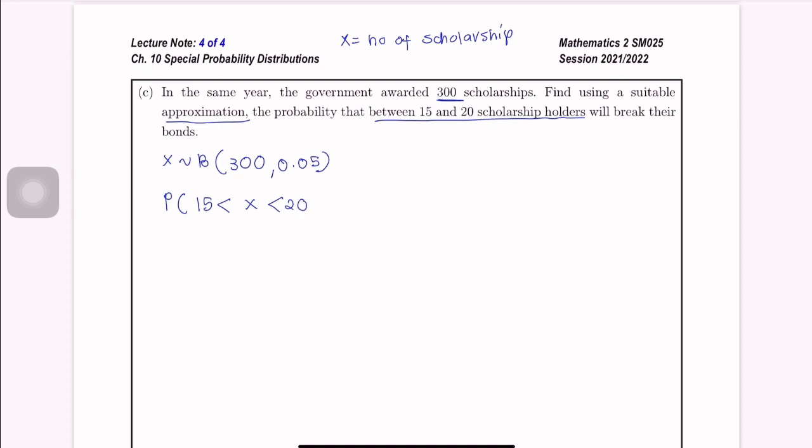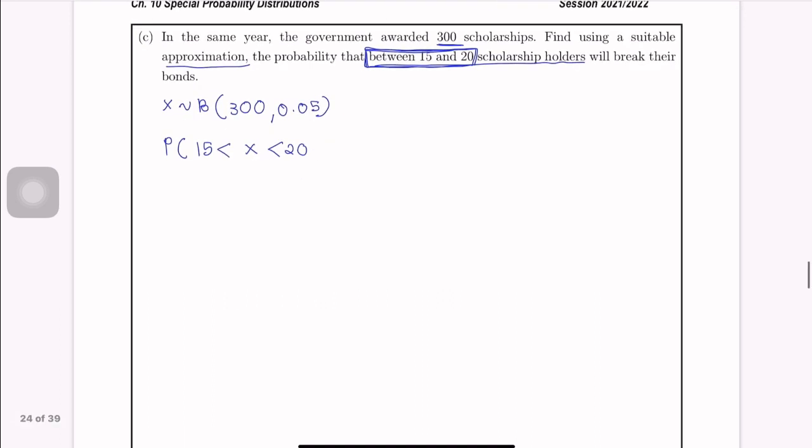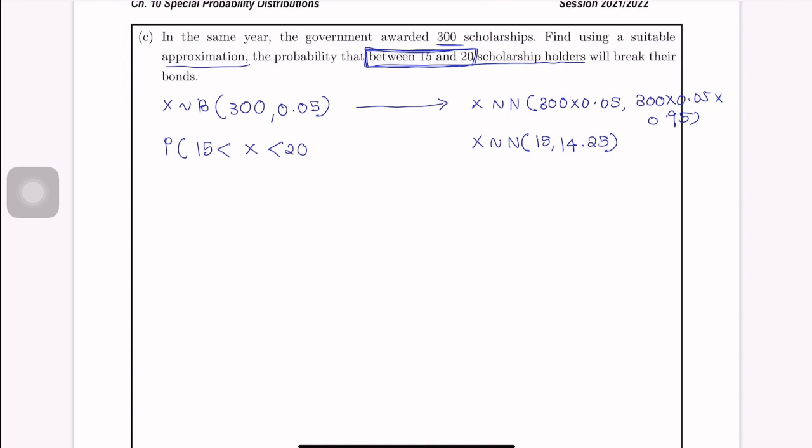And remember, if you have between, we don't have an equal sign, just less than. So we will use normal approximation. We change it to normal with np, so 300 times 0.05, and npq, 300 times 0.05 times 0.95. So that we have X normally distributed with mean 15 and variance 14.25. Okay, so this is our first step.